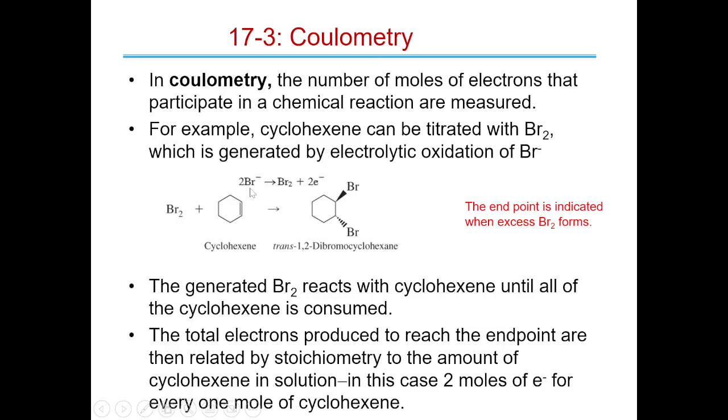In this case, you would need 2 electrons for every Br2, which is 1 Br2 per 1 cyclohexene, right? So it would be 2 electrons for each of the cyclohexenes that are reacted. So that gives you a nice stoichiometry. Very good.